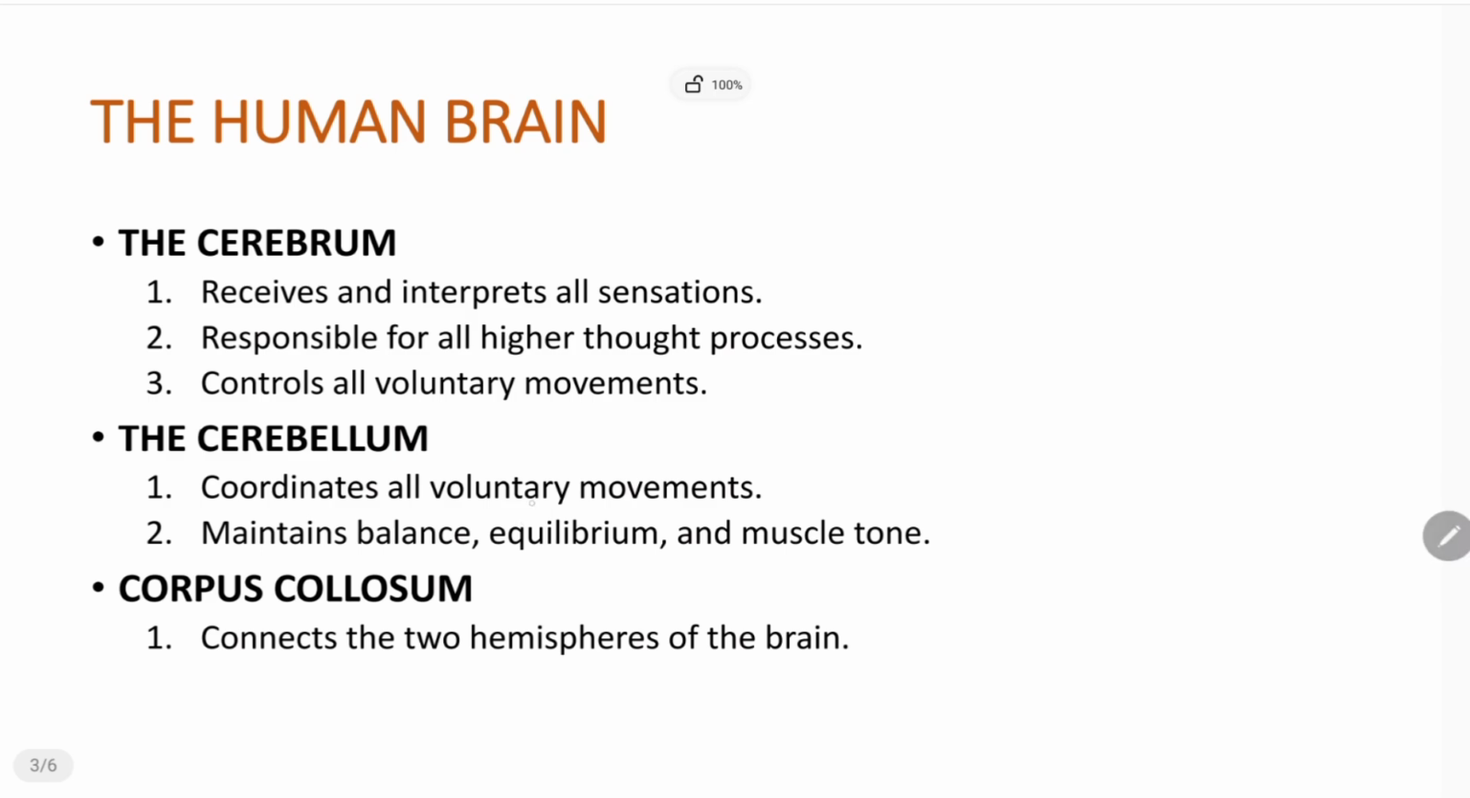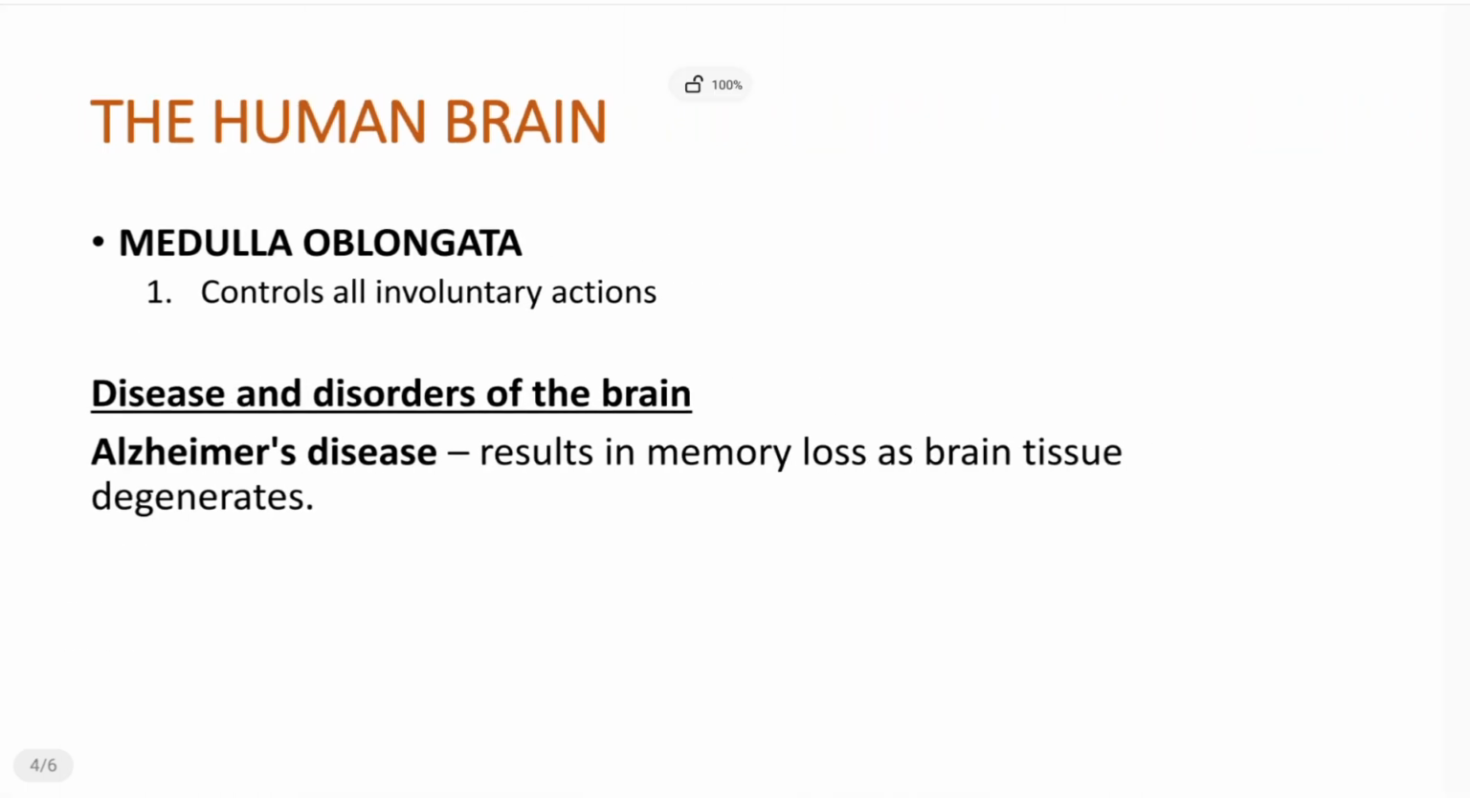Now, what is written in this slide is exactly what I was explaining in the previous slide. So we're going to simply jump over this slide. Now, we already talked about the medulla oblongata, but let's focus on this one, where we discuss the diseases and disorders of the brain. Now, we have to focus on a disorder that is referred to as Alzheimer's disease.